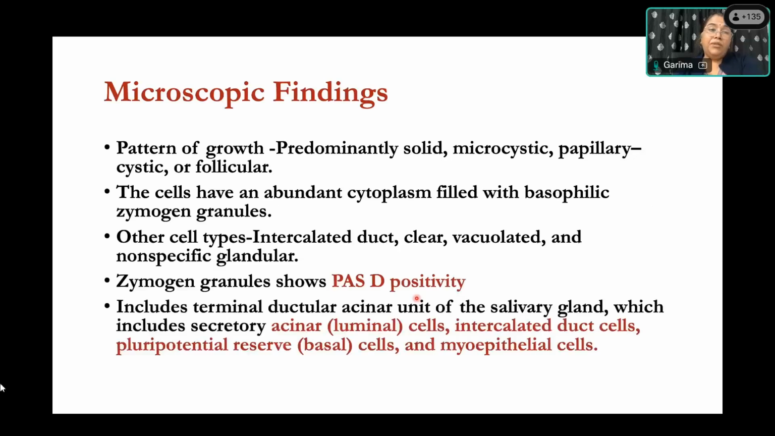The pattern of growth can be solid, microcystic, papillary or follicular. They have abundant cytoplasm filled with basophilic zymogen granules. In our case, the cell types we were seeing were intercalated duct cell type and non-specific glandular. You can otherwise get typical acinic cells, intercalated duct cells, clear cells, vacuolated cells, and non-specific glandular cells. The granules present in the cytoplasm show PAS-D positivity. They arise from the terminal ductular acinar unit of the salivary gland, and these are the different cell types from which it can arise.